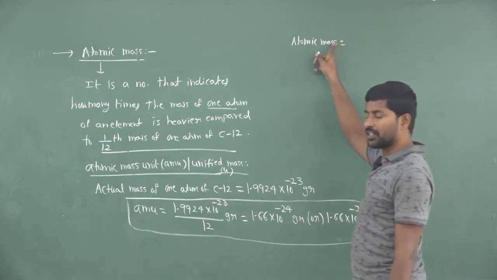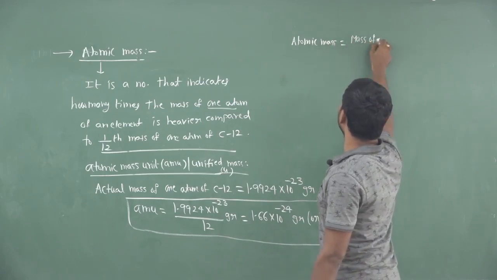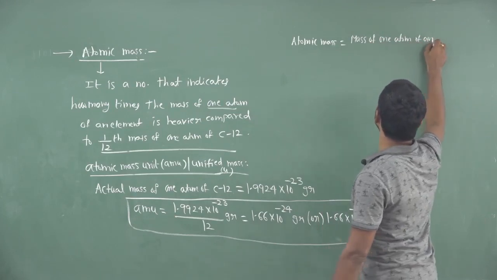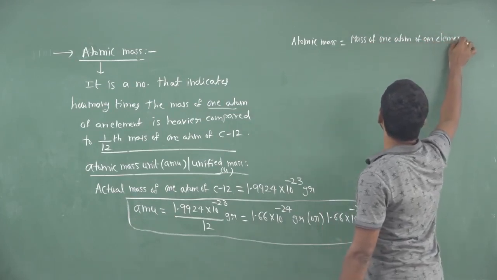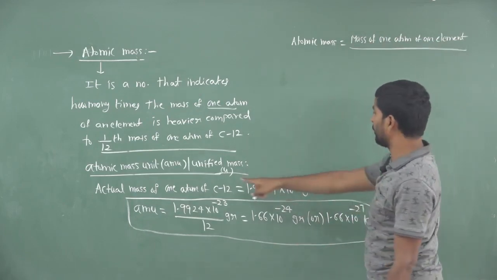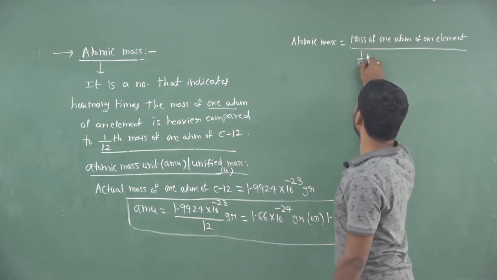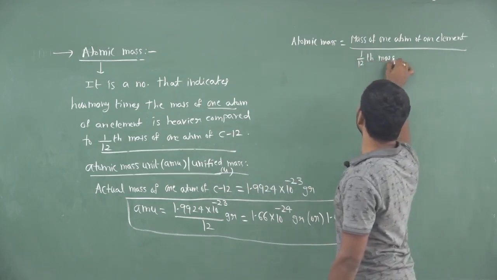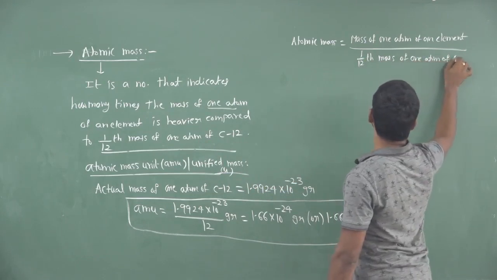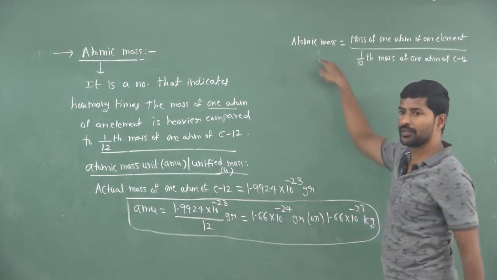So atomic mass is nothing but the mass of one atom of an element by what? 1 by 12th mass of one atom of carbon 12. So compared to this mass, how many times more is it? That is called its atomic mass.